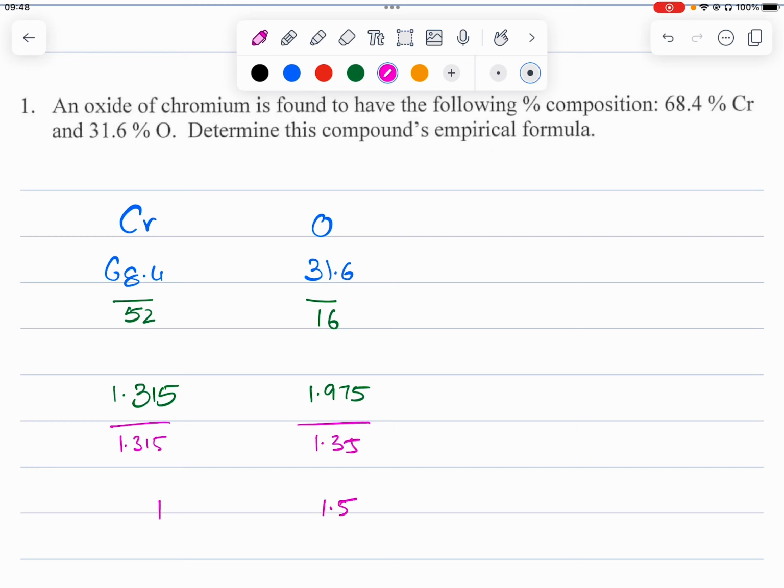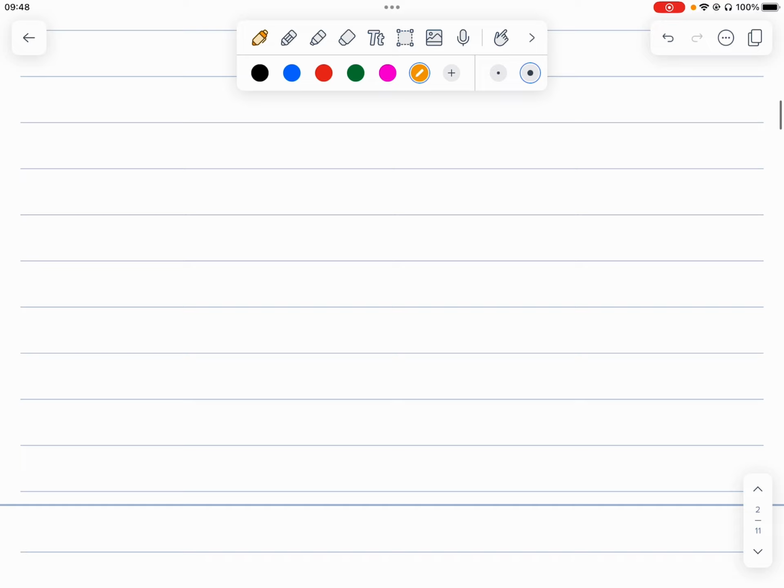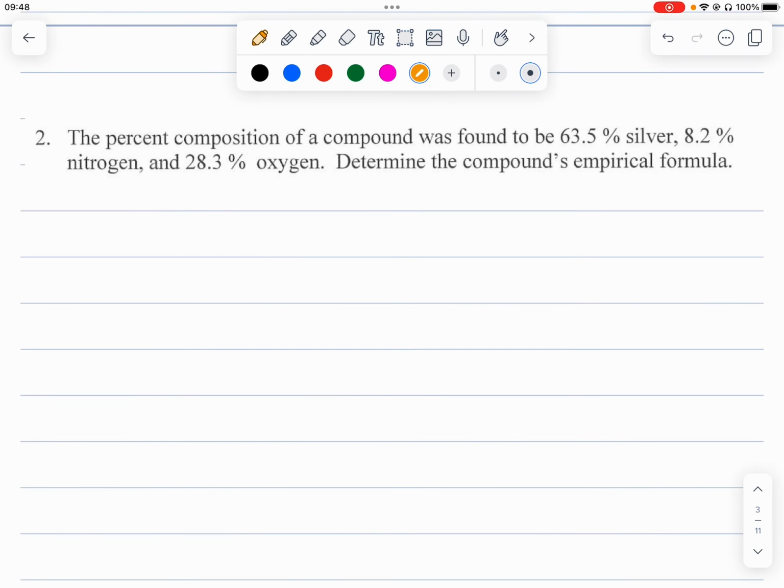So what will be the formula now? Chromium is 1 and oxygen is 1.5, but these numbers can never be in decimals. So multiply by 2, chromium is 2, oxygen is 3. This is going to be the empirical formula. Question number 2, the percentage composition of a compound was found to be 63.5% of silver. Silver is Ag, which is 63.5%. Next is nitrogen, which is 8.2%. Next is oxygen, which is 28.3%.